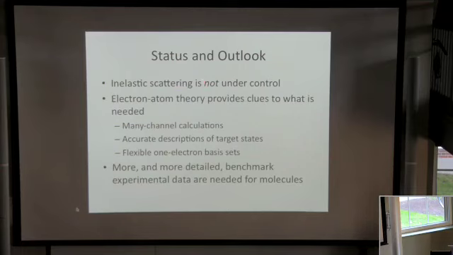For inelastic scattering, it's anything but under control. What are you going to have to do? Well, you just look across the hall and see what the people who do electron atom calculations have done. And essentially, what you learn from that is you're going to have to get going on doing many channel calculations. You're going to have to work hard to get accurate descriptions of the target states, and you need flexible one-electron basis sets. Okay? These are things we know have to be done, and going forward, if you want some conclusions or recommendations from my talk, these are things that should be addressed.